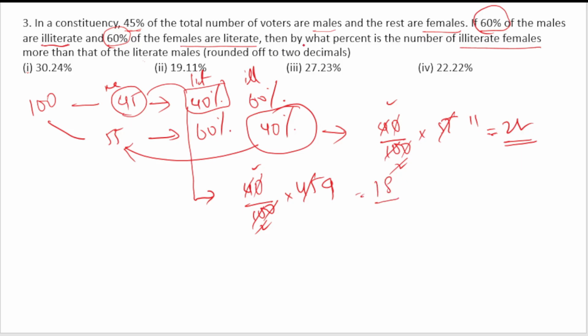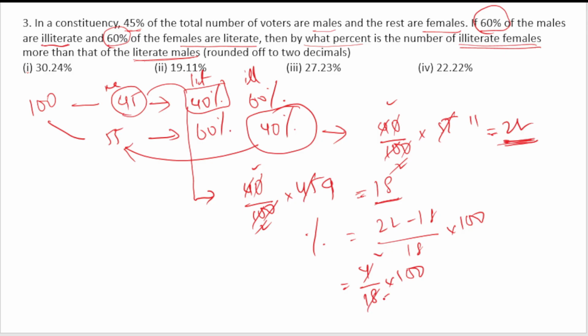We have to find by what percent the number of illiterate females is more than literate males. By what percent is 22 more than 18? 22 minus 18 divided by, we have to compare with literate males, so 18, into 100. It is 4 divided by 18 into 100. 2 into 2, 2 into 9. It is 200 divided by 9. If you simplify, you will get 22.22%. Fourth option. Next one.